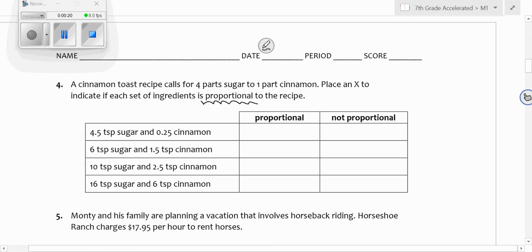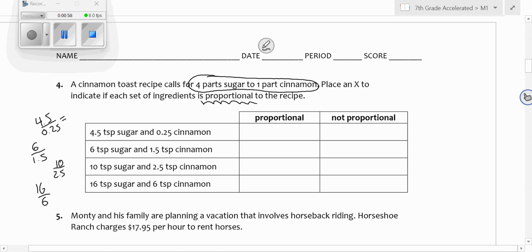Okay, so we are just finding if this ratio of sugar to cinnamon is the same as these ratios. We can simplify them to a unit rate. This is already a unit rate, 4:1, and we can divide these to see if they also come to 4:1. 4.5 divided by 0.25, 6 divided by 1.5, 10 divided by 2.5, and 16 divided by 6. So we're simplifying these all down to be how many parts of sugar for every 1 part of cinnamon.